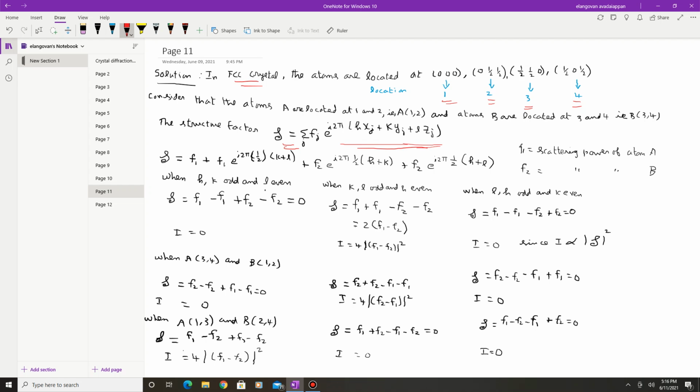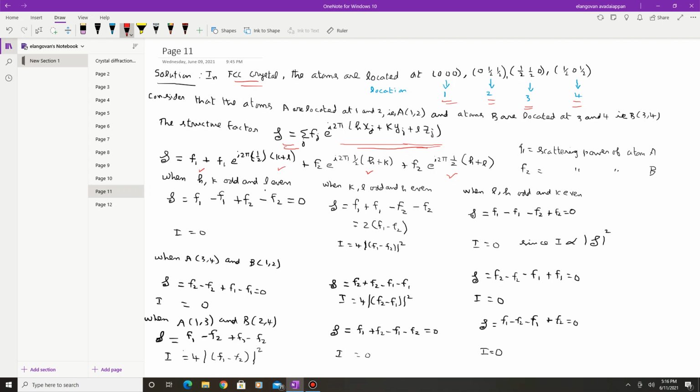Now you substitute the position of the first atom, 0, 0, 0, and you will get the first term. If you put 0, half, half, you will get the second term. If you put xj, yj, zk as half, half, 0, you will get the third term. If you substitute half, 0, half for xj, yj, zk, you will get the fourth term.